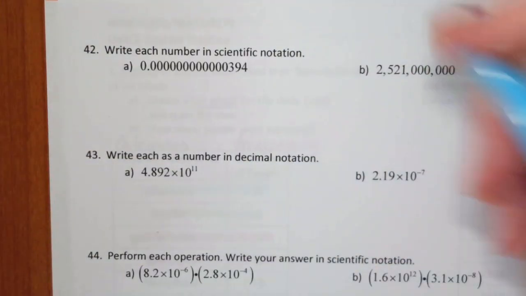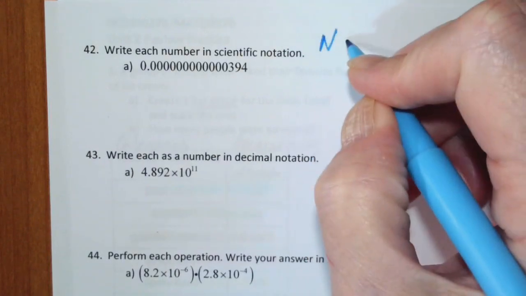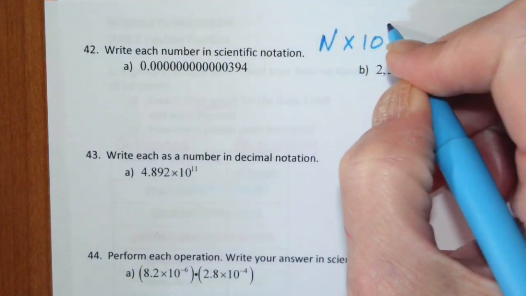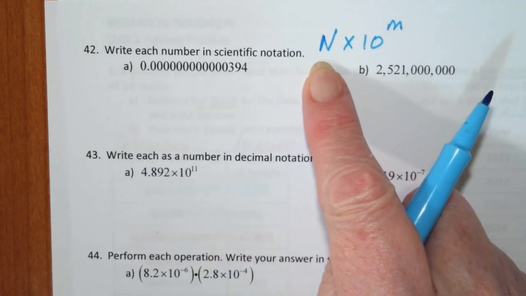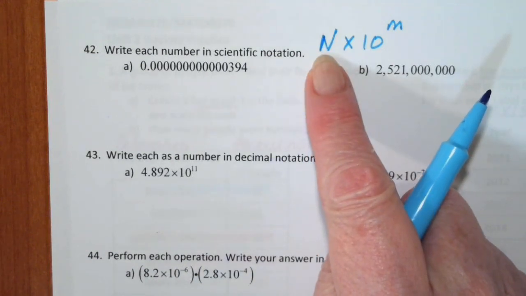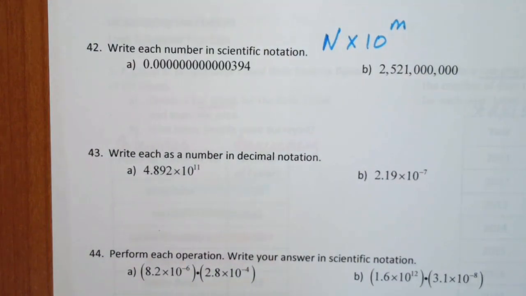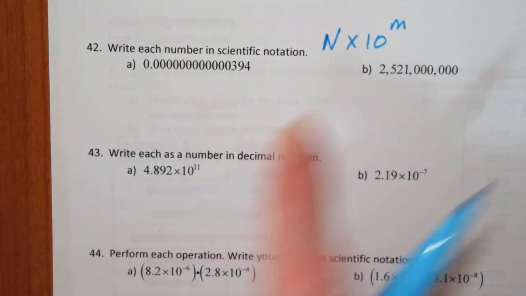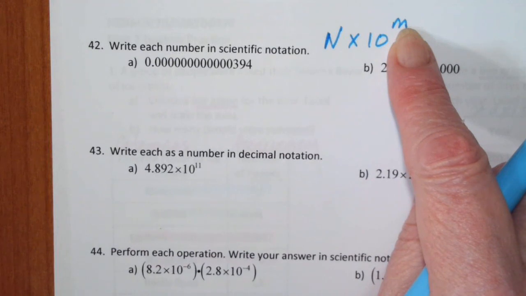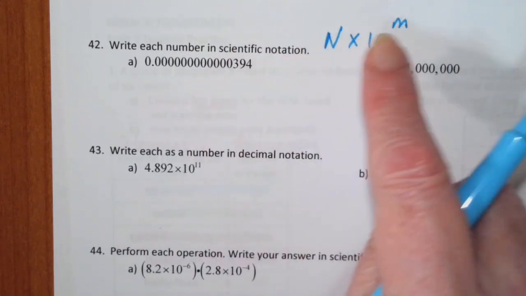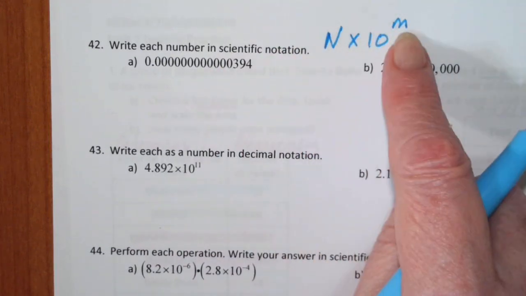And of course, scientific notation is n times 10 to the m, where n has to be a number where there is one digit to the left of the decimal, and m has to be an integer. If it's a very small number, m is negative. If it's smaller than 1, it's negative. If it's larger than 1, it's positive.